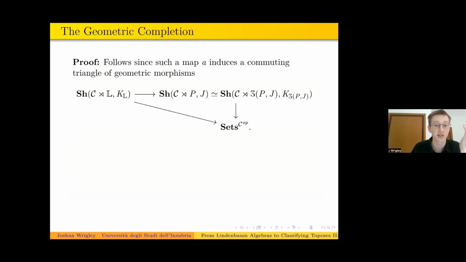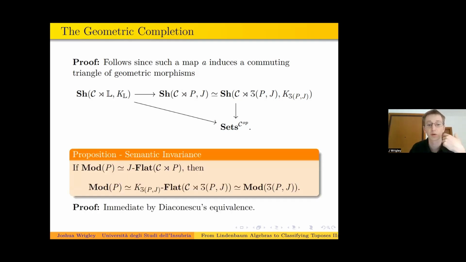That's very easily seen, because such a map A is going to induce a geometric morphism here at the top of the horizontal component of a triangle, and it's commuting with the two projections into the presheaf topos. And so we have a geometric morphism between two sheaf toposes on internal locales. It's going to be inducing a morphism of internal locales. And we also get that property I was referring to earlier, the semantic invariance: if the Grothendieck topology J is describing the models that we want of our doctrine, then the geometric completion is a semantically invariant, or Morita equivalent, doctrine. Its models are the same, and that's immediate by Diaconescu's equivalence.